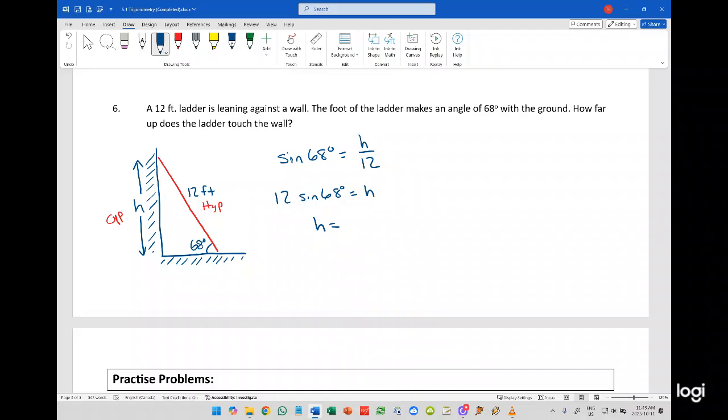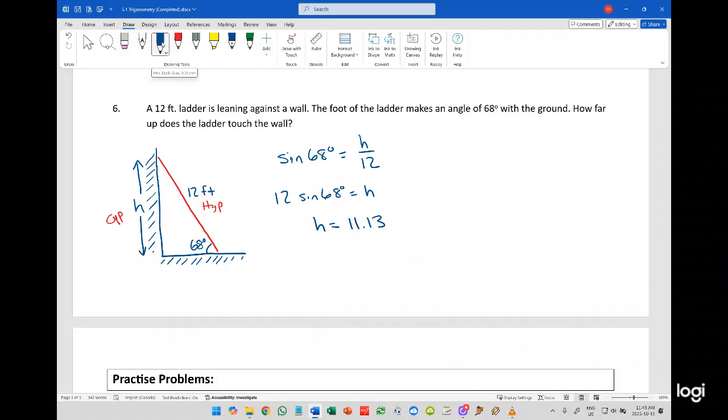Anytime I get something equals a variable, I always just write down variable on the left-hand side in my last step. Either way, you're just punching in 12 times the sine of 68. And I'm getting 11.13-ish. And again, if it was a test and you rounded that off to 11.1, that seems pretty reasonable. If you round it off to 11, I'm probably not going to mark it wrong or anything like that.